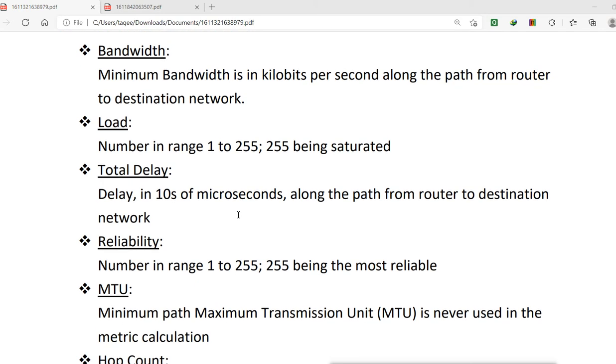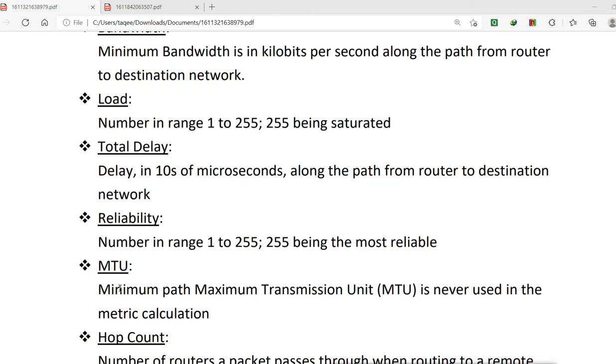Then reliability. It checks the reliability of the link, whether the link is reliable to send the data or not, because sometimes some links are not reliable. Sometimes some links are flickering, coming and going, so those links will not be reliable. Again, for reliability, it gives a number from 1 to 255, with 255 being the most reliable. When it gives 255 to some link, that means it is more reliable.